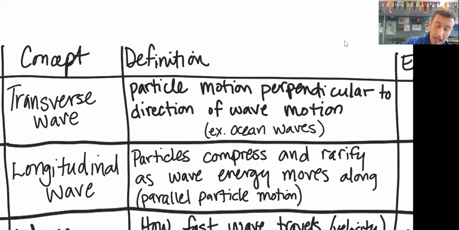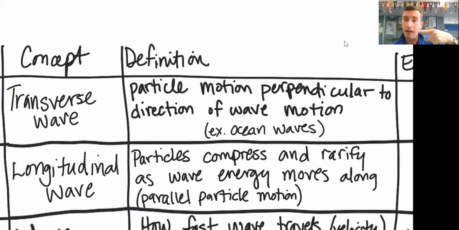All right. A longitudinal wave is our other option. A longitudinal wave is when the particles move along the direction of the energy. So the particles are going to compress and rarefy. Compress means get closer together. Rarefy means get further apart as the wave energy moves along.